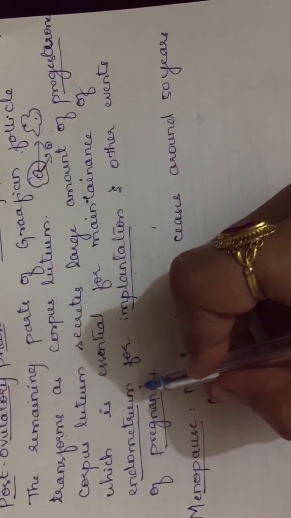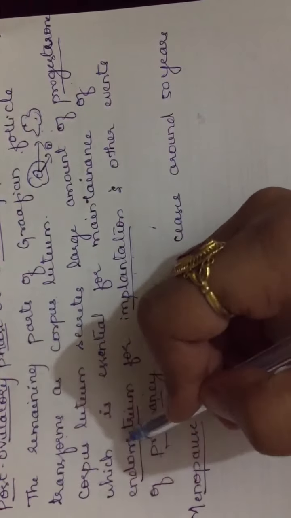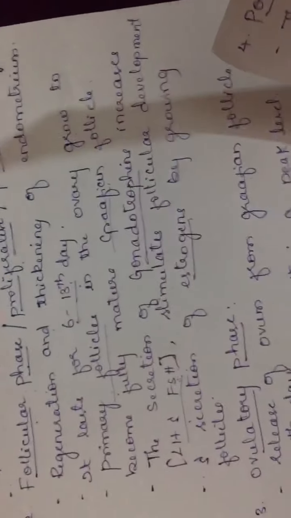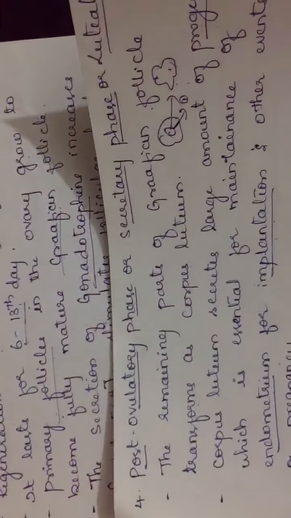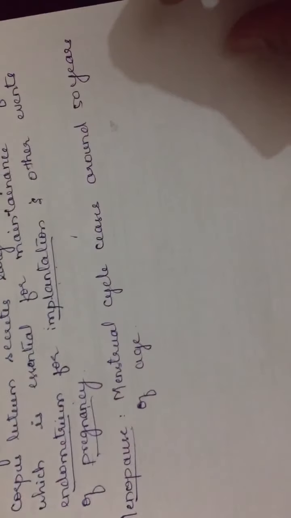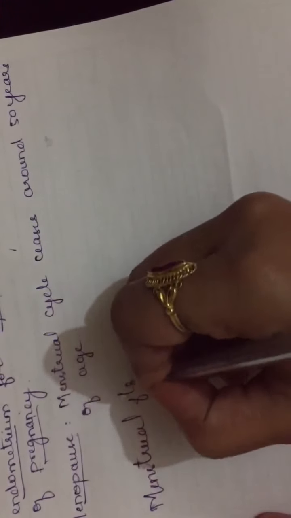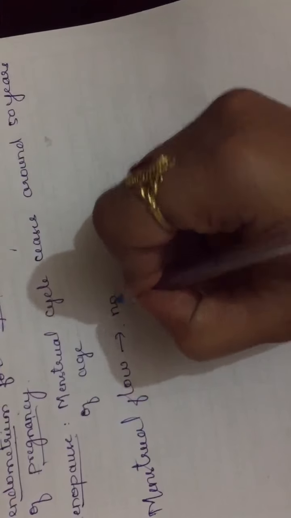Now this menstruation cycle, what we have discussed till now, starting from the first phase, menstrual phase, follicular phase, then comes the ovulatory phase, and the last one is post ovulatory phase. In these phases, when there is a menstrual flow, then there is no pregnancy.